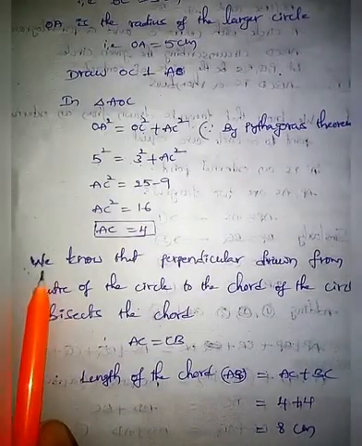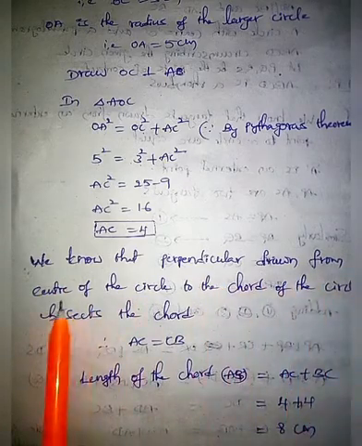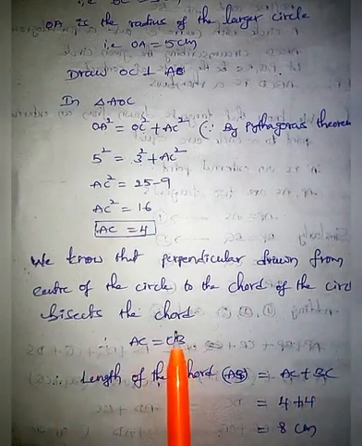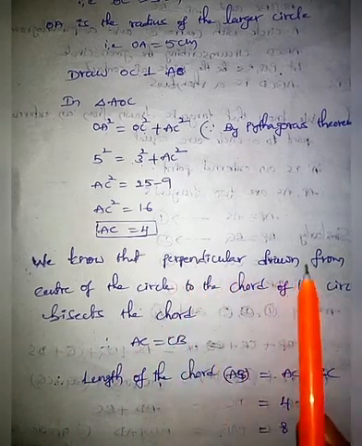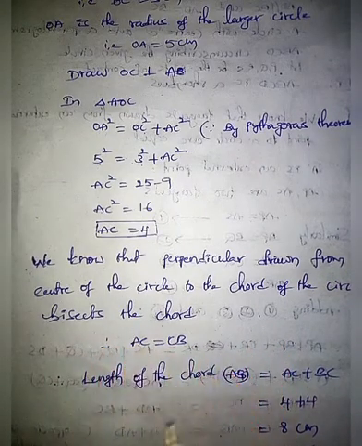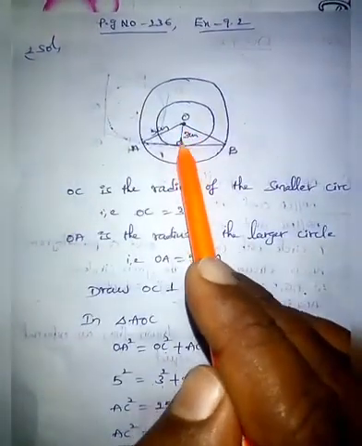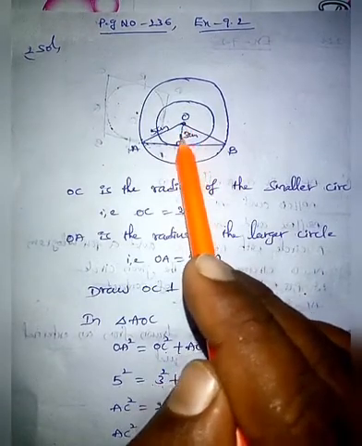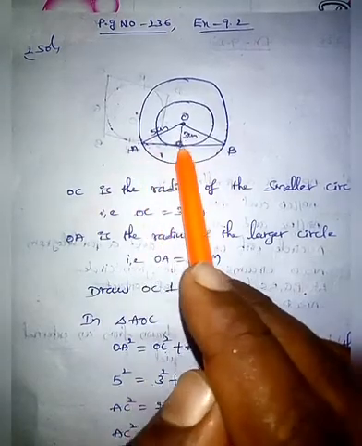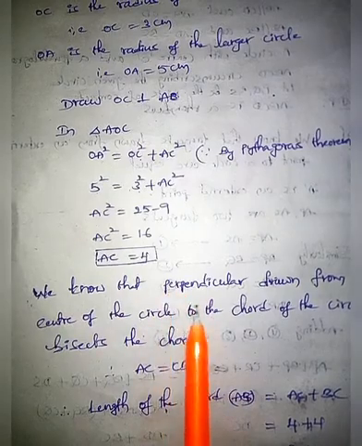That is the concept that we have learned in 9th class. Here we know that a perpendicular drawn from the center of the circle to the chord of the circle bisects the chord. So here OC is the perpendicular which is drawn from the center of the circle to this chord. That's why it will bisect the chord. That means AC equals CB. That's why I wrote here AC equals CB, because of this concept.